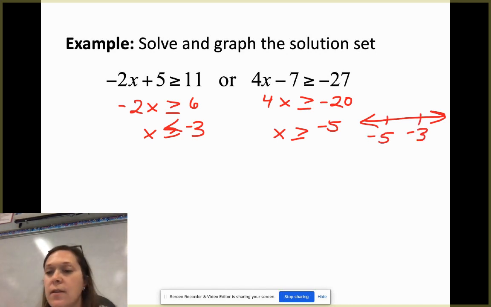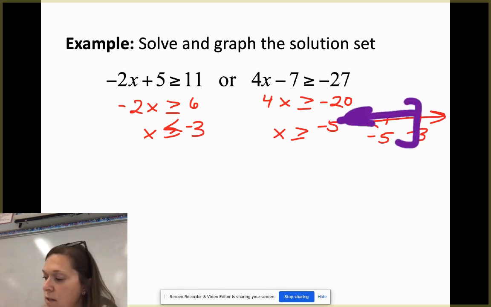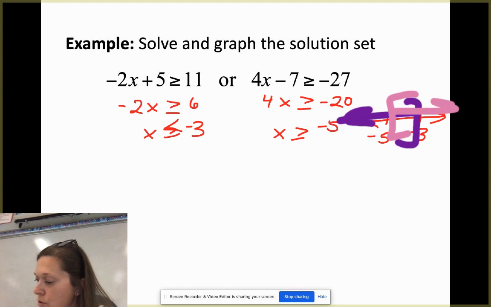Smallest number on the left, largest number on the right. Do your shading. So shading there. Do your shading the other way. That's going to get us all real numbers because it's an or.